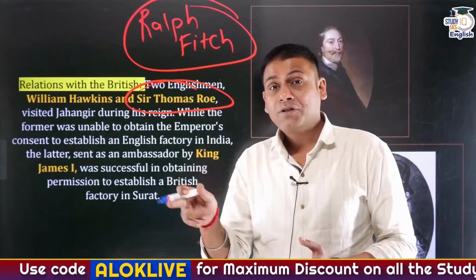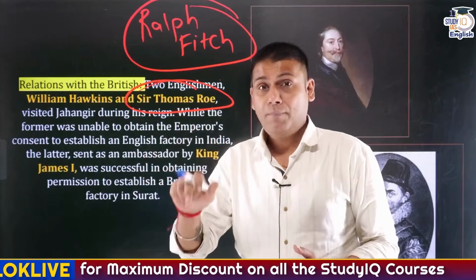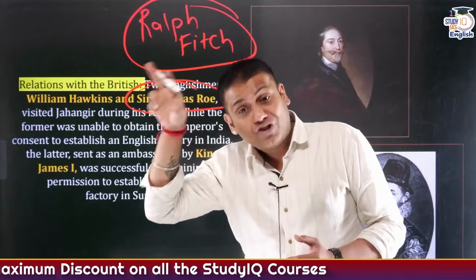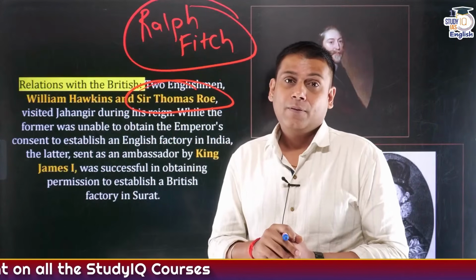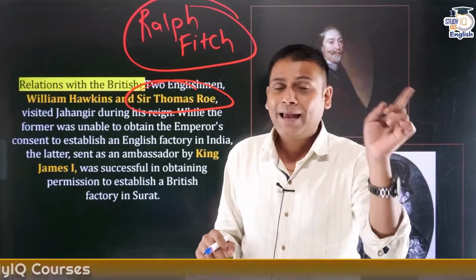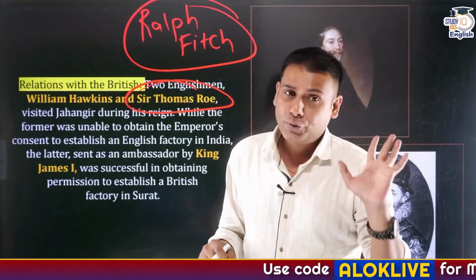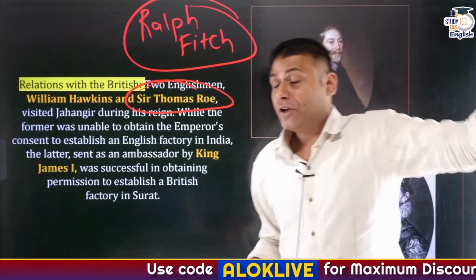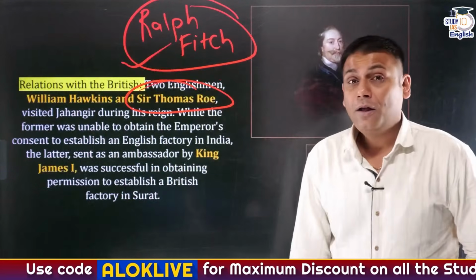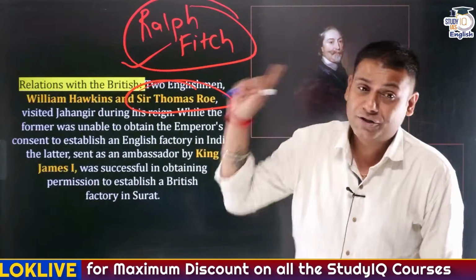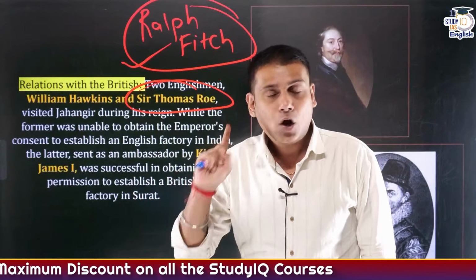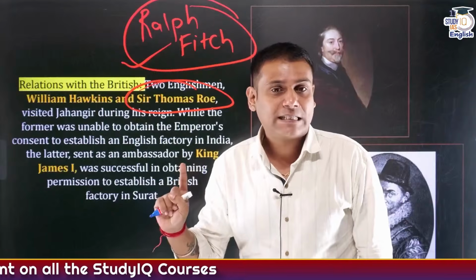Captain William Hawkins was the first person from the English East India Company to visit the court of Jahangir. And Thomas Roe succeeded Captain William Hawkins and was given permission to establish a factory at Surat. But Ralph Fitch visited the court of Akbar for the first time. He was the first Englishman. Got it? Yes, my friends.